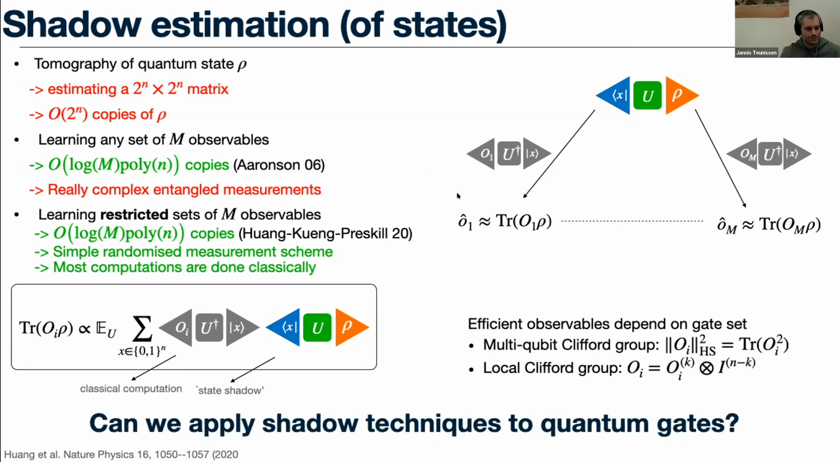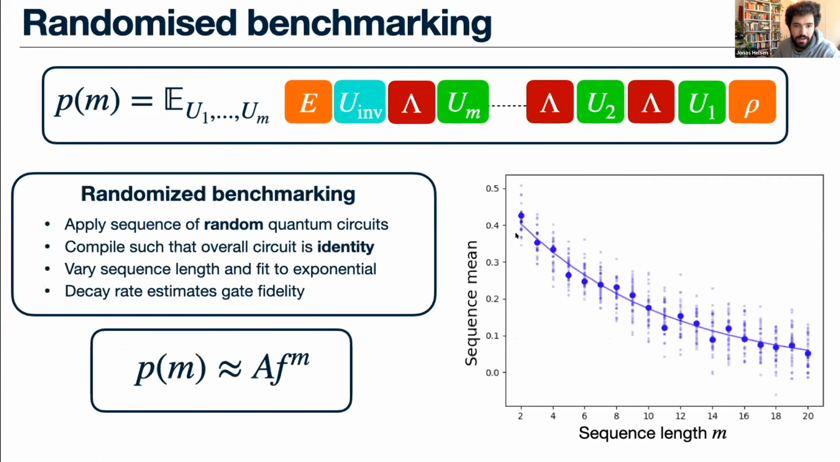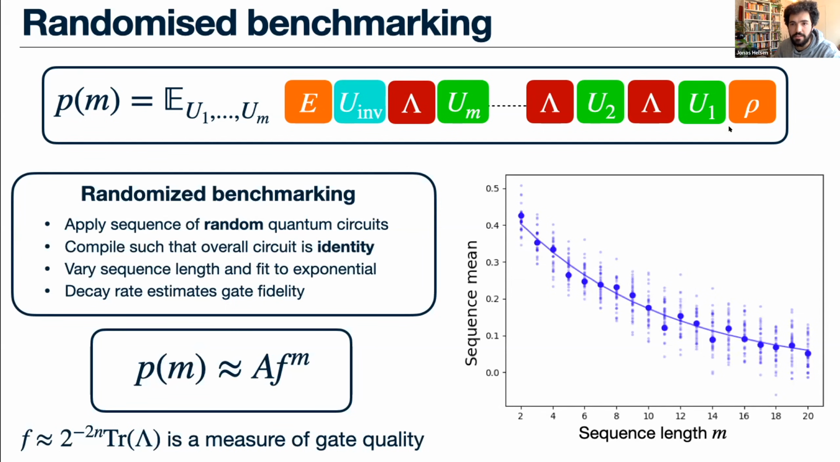That's fine. So the crux is, can we apply shadow techniques to quantum gates? And it turns out we can. And I've already promised you how to do this. The way we're going to do this is by taking a well-known standard protocol called randomized benchmarking, which is quantumly efficient and allows you to extract a single number, so this trace that I mentioned before, of your quantum channel by interspersing it essentially with random unitaries. You can get a decay rate that allows you to estimate this trace.